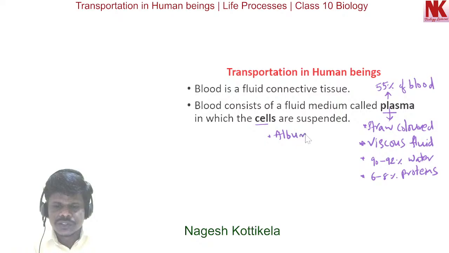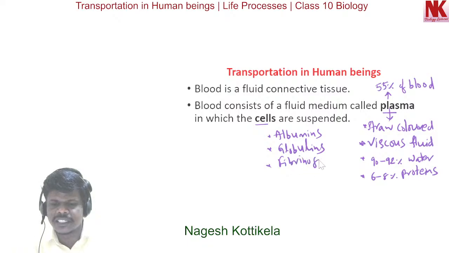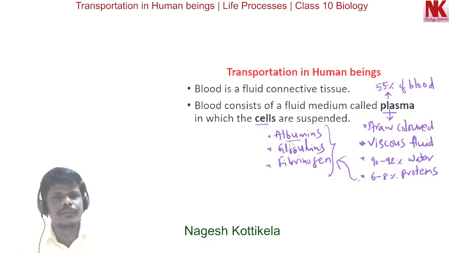The proteins are albumins, globulins and fibrinogen. These are the proteins present inside the plasma. Albumins have an important role in maintaining the osmotic balance, globulins have a role in defense mechanisms, and fibrinogen has an important role in coagulation of blood. So these are the different proteins present in blood plasma.